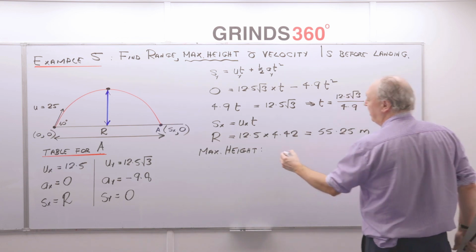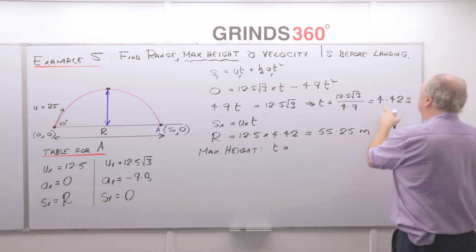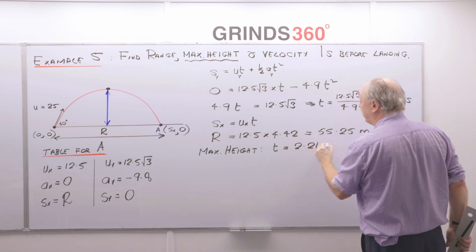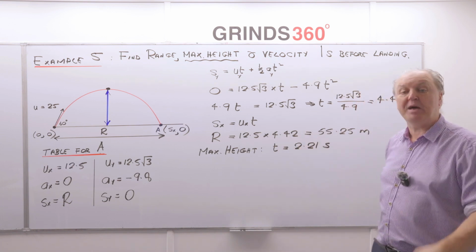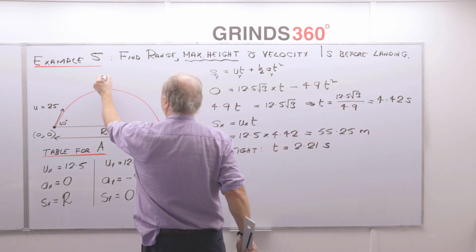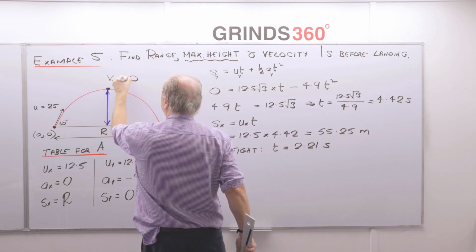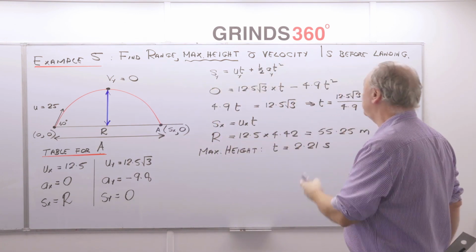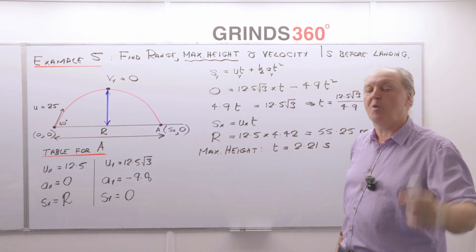So the time to reach the maximum height is half of that time there, 2.21 seconds. But you can prove that if you want. How would you prove that? Put Vy equal to 0, because that's where the maximum height occurs, and solve for time. And when you solve for time, what do you get? You will get 2.21 seconds. Try it if you want.